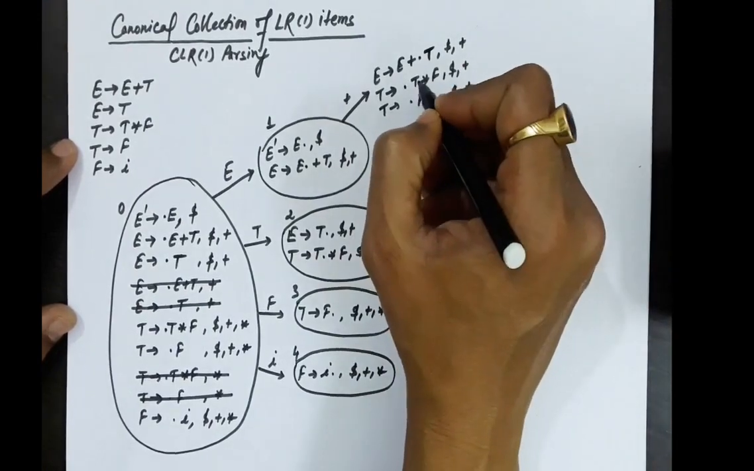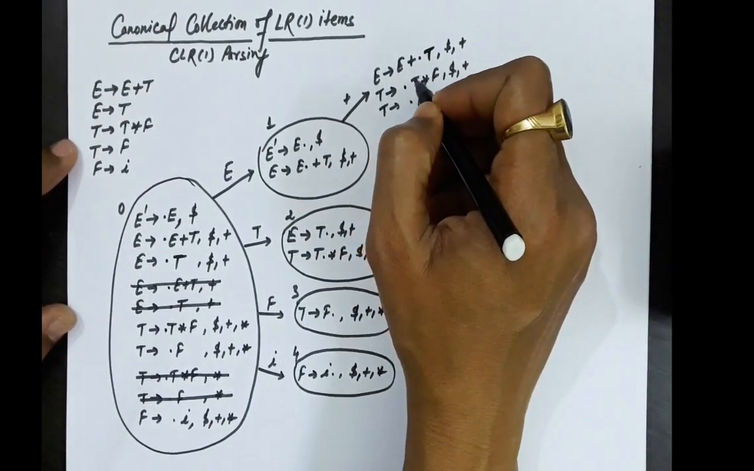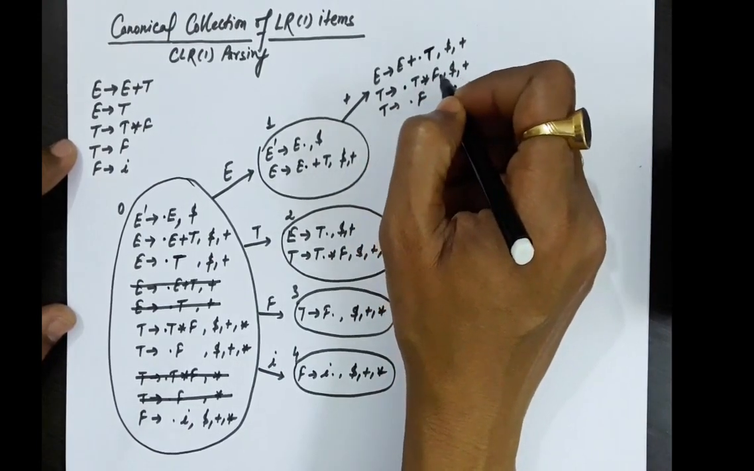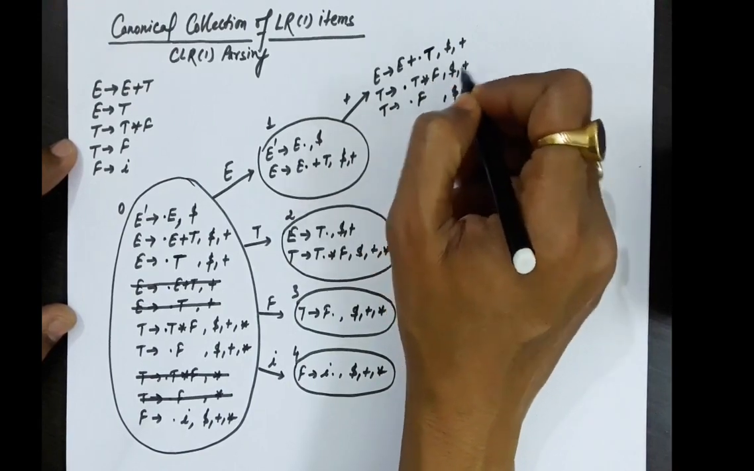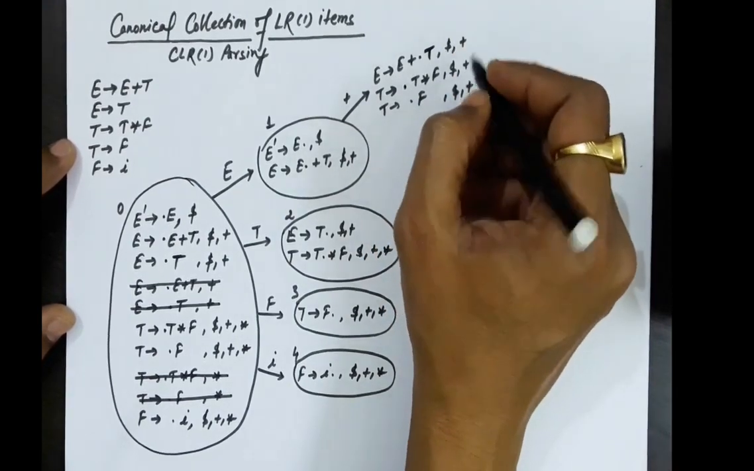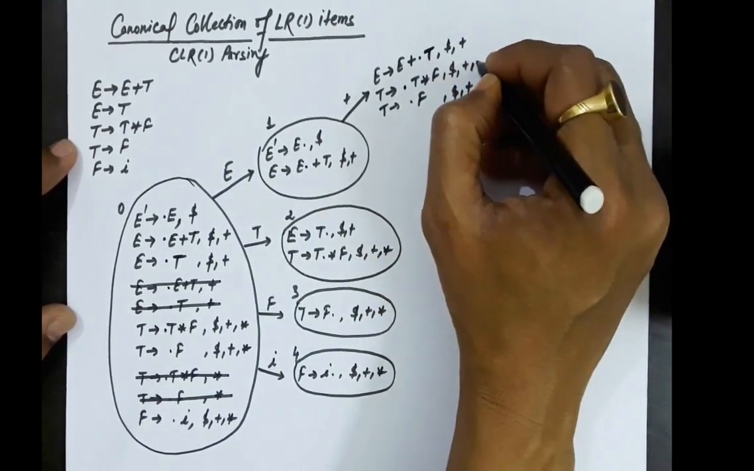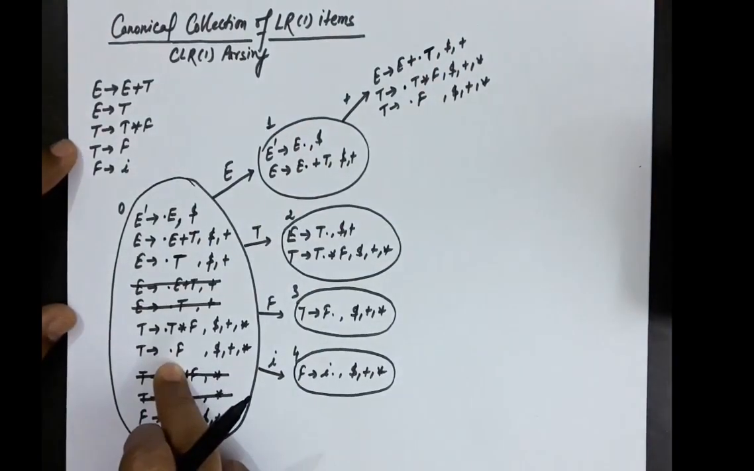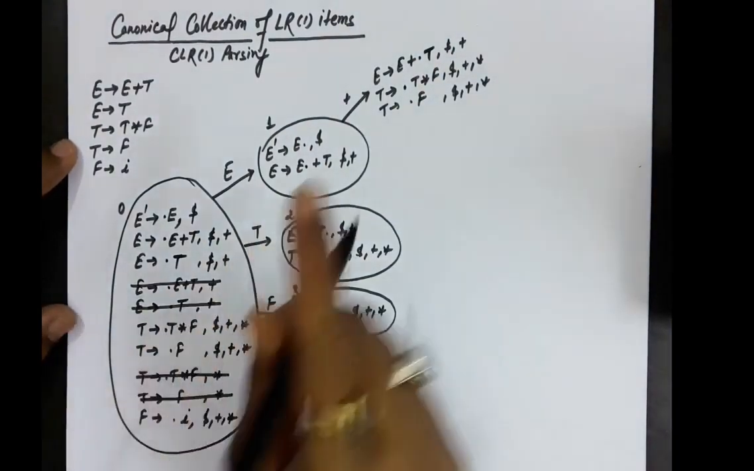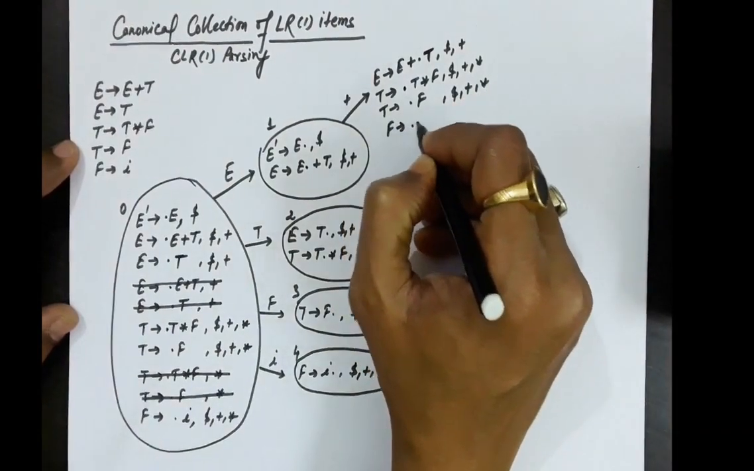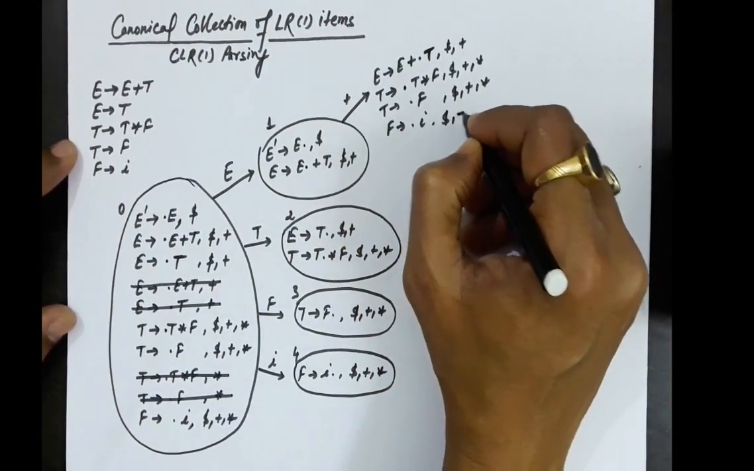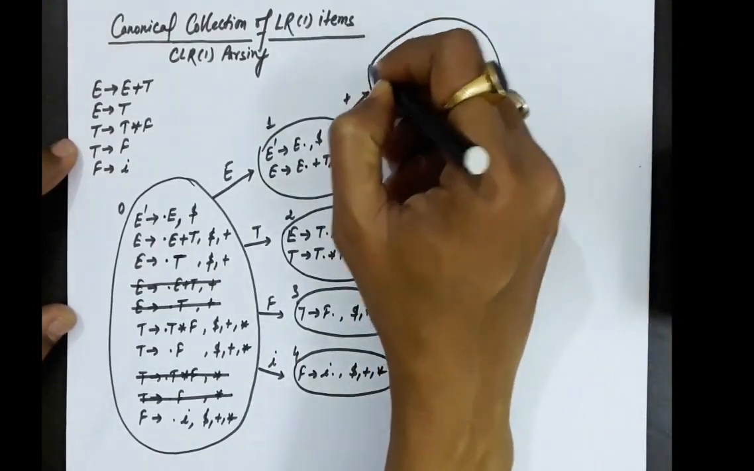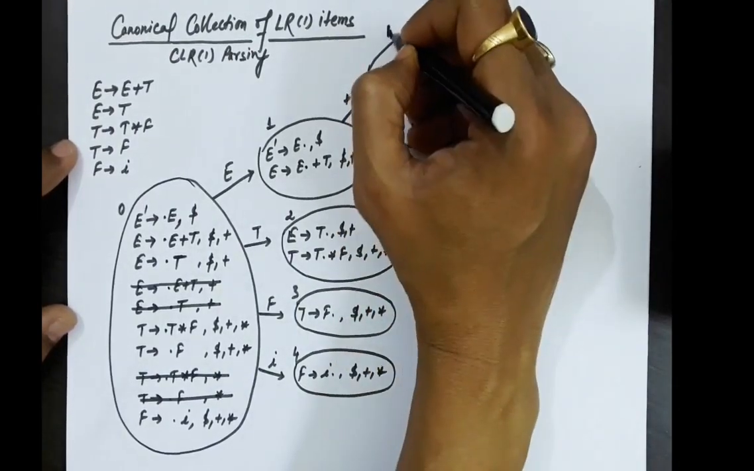But if you take this one, wherein we will be again taking T produces dot T star F, then we will have to take the first of these two symbols, star F, dollar and plus. So that means that a star will also be added in the look ahead as we have done in this I0. Okay, and then F produces dot I with the dollar, plus and multiplication sign as a look ahead. So this is state number 5.